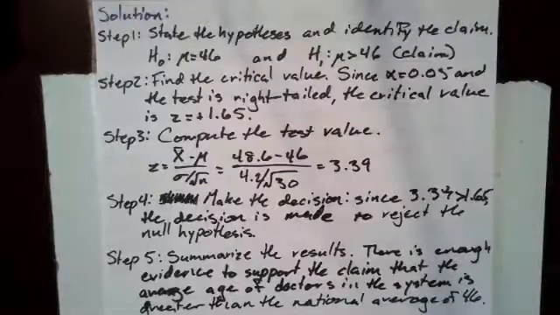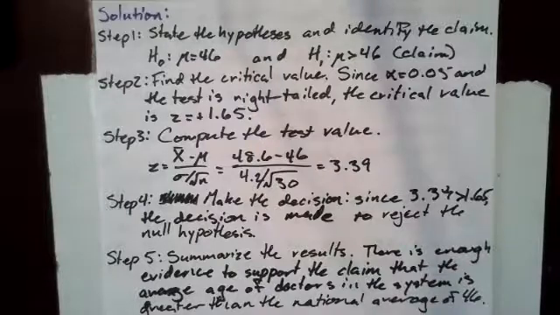Now, to do this, we use the steps that were laid out in section 8.1. Step 1, we state the hypotheses and identify the claim. So the null hypothesis is the mean is equal to 46, and the alternative hypothesis is that the mean is greater than 46, which is the claim.